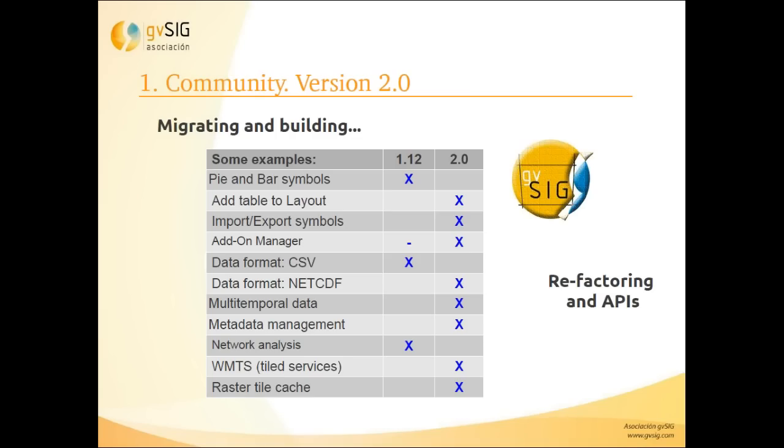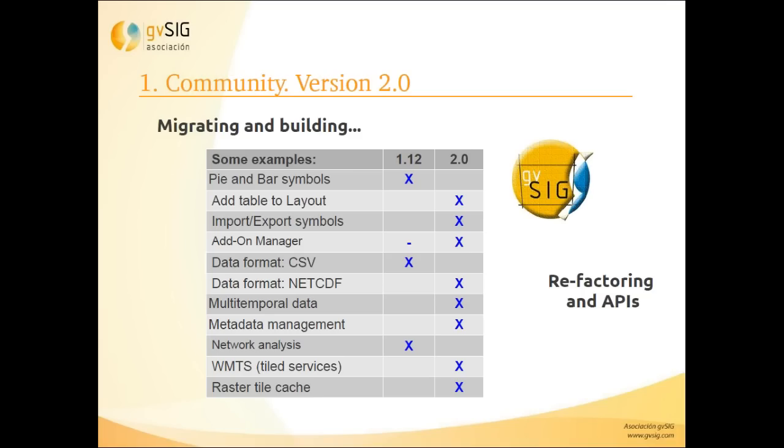It's not a closed table, it's only an example of the differences between both. You can see that, for example, the new developments and new features are all in the second column, the one for the 2.0 version. For example, new formats like NetCDF and the managing of multi-temporal data will not appear in the 1.12 version. On the other hand, the pie and bar symbols plugin is in 1.12 and is still not migrated to the 2.0 version.